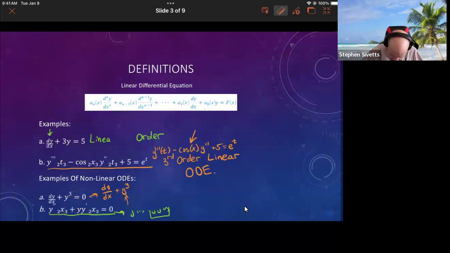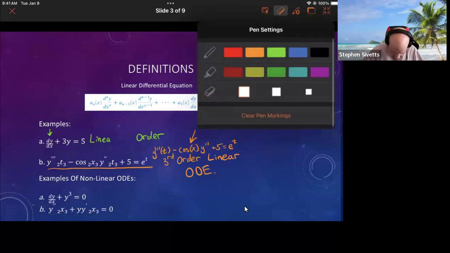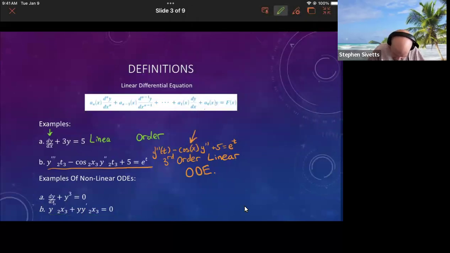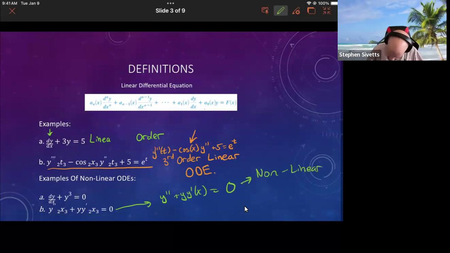So let me write out the full details of part B of this example right here. So we have y double prime plus y times y prime of x equals 0. This is nonlinear. What order is it? It's a second order ordinary differential equation.